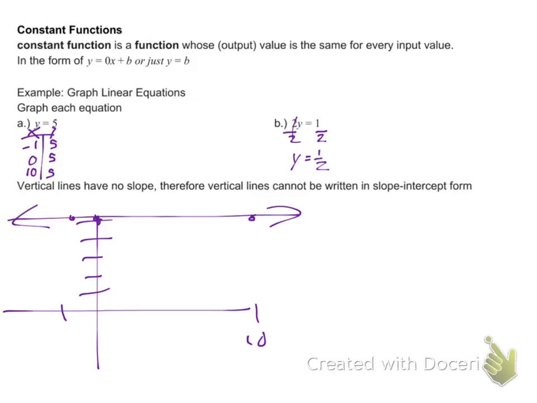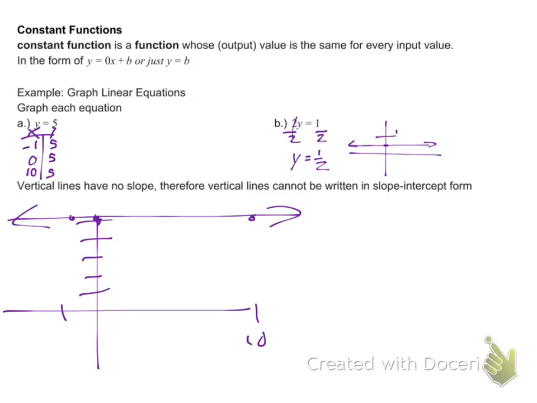Guys, at this point, if you see y equals a number, you don't need to make a t-chart. You just need to know that you just go here, like this. Here's 1, there's half, it's a horizontal line at a half. Boom, you're done. You don't even have to make points.